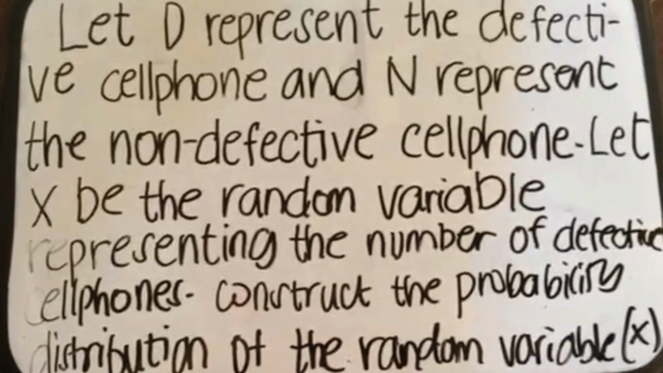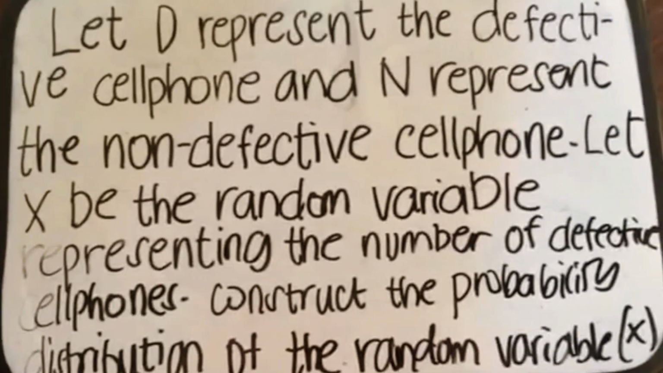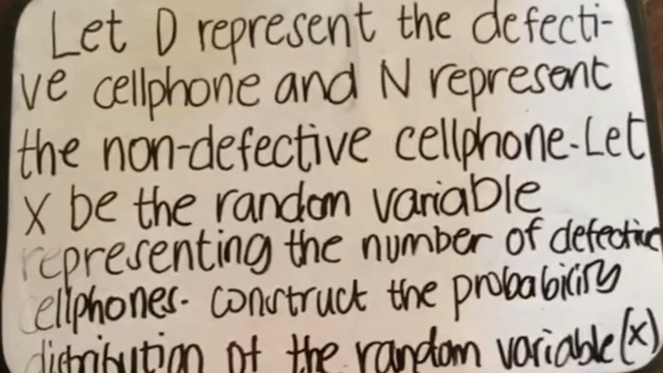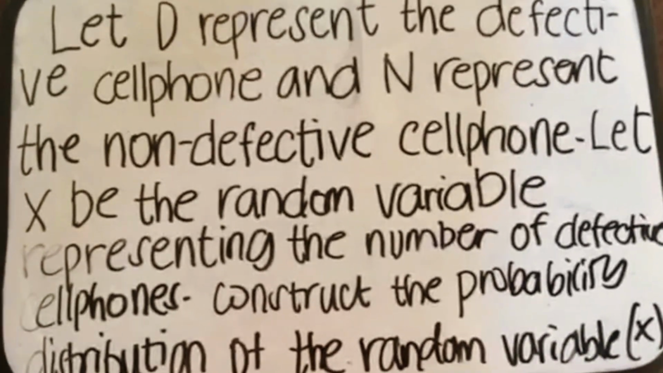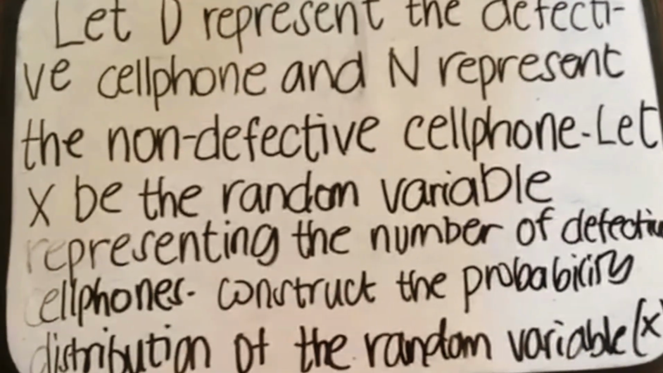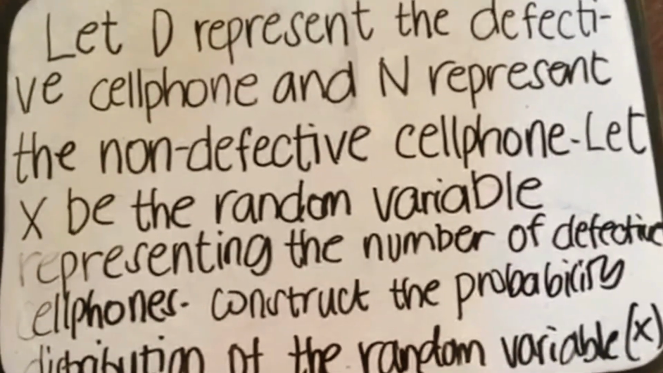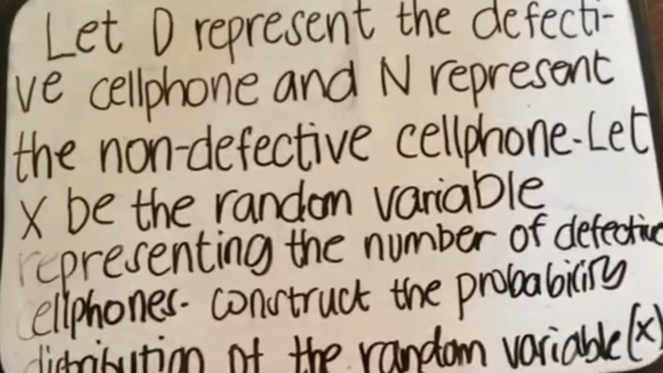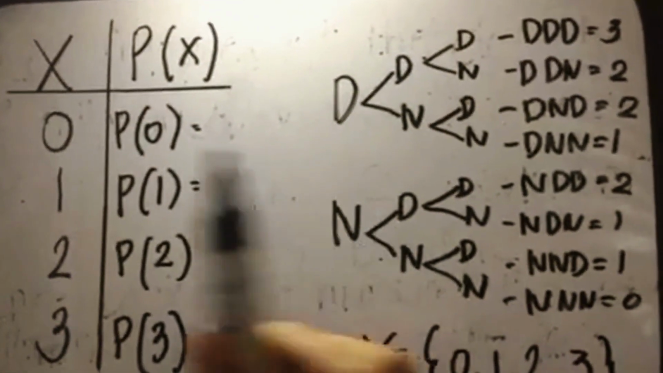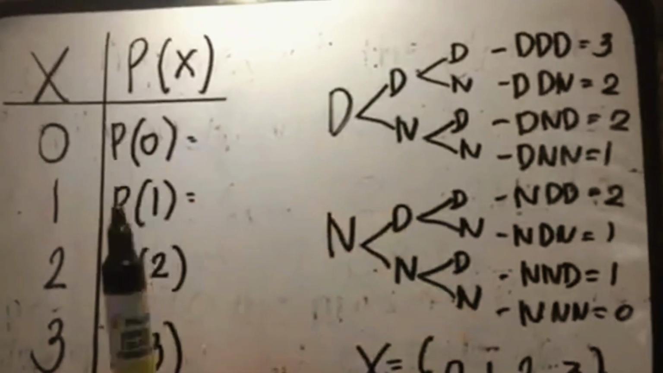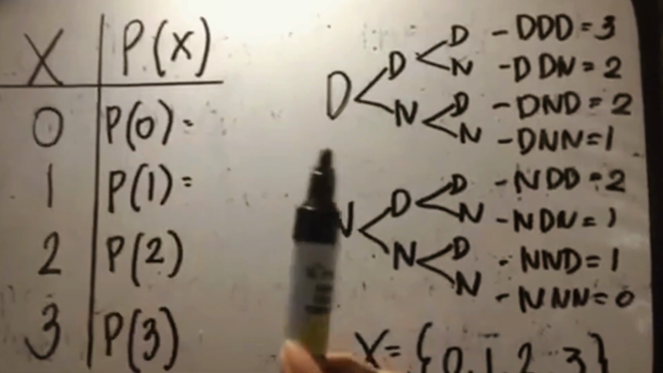So here's another example of it. Let D represent the defective cell phone and N represent the non-defective cell phone. Let X be the random variable representing the number of defective cell phones. Construct the probability distribution of the random variable X. In order to answer that problem, we're going to put the data on a table. The X represents the number of defective cell phones.